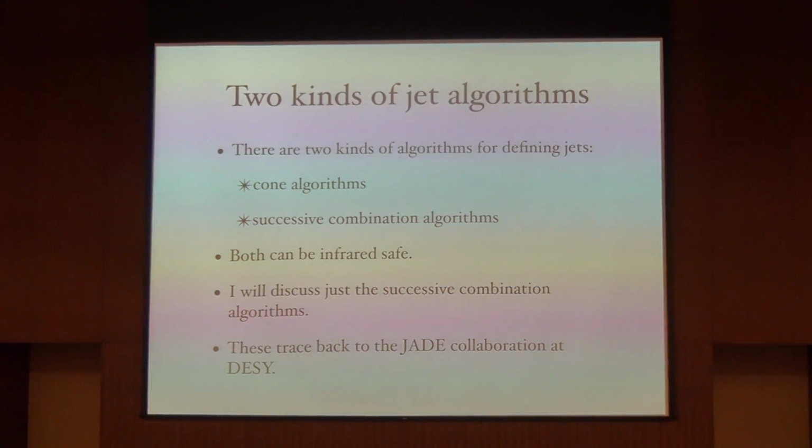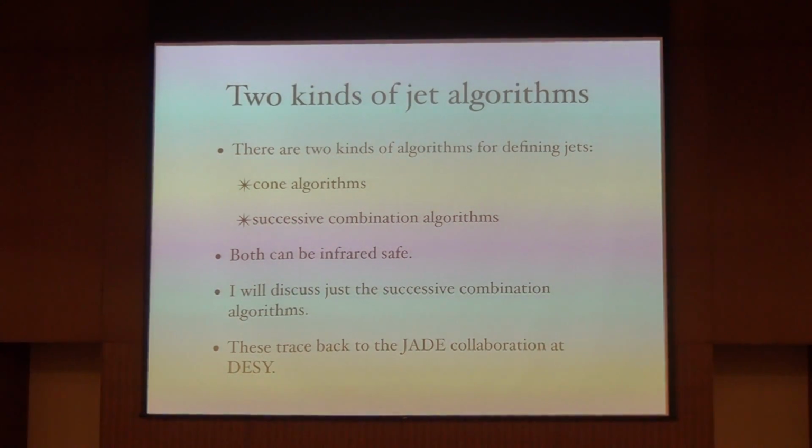Okay, so I can now talk about jet definitions. There's 2 kinds: cone algorithms and successive combination algorithms. Both of those kinds can be infrared safe.